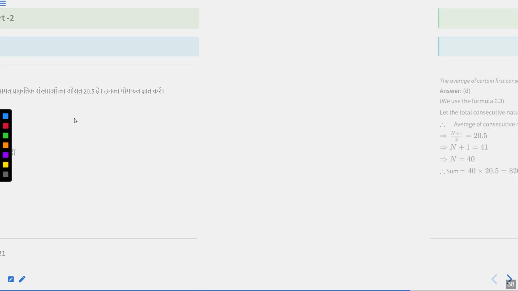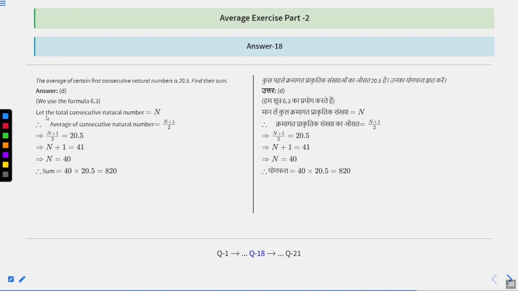Now time's up. Let's see the solution. Let the total consecutive numbers be n. So the average of n consecutive numbers is (n+1)/2. So we use this formula. (n+1)/2 is given as 20.5. Clear? So n+1 becomes 41 and n equals 40.